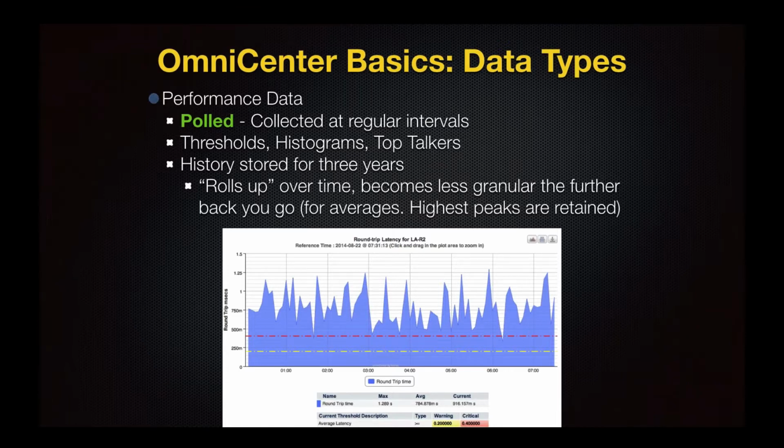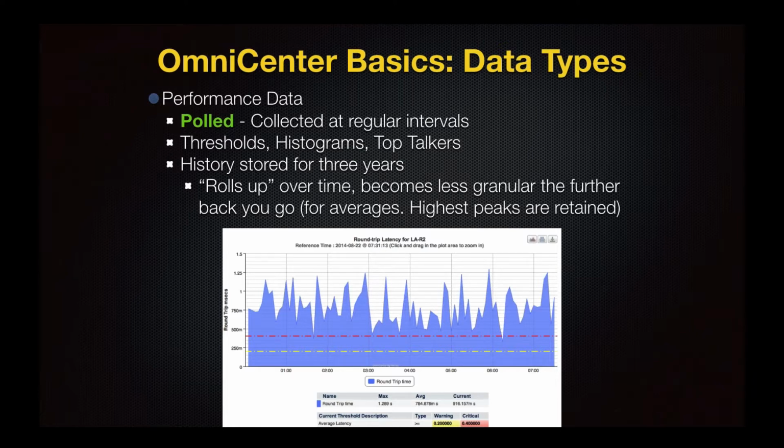Polled data is collected at regular intervals, and most of the graphs that you see that look like this are going to be based on that polled data. This is the threshold data that we build histograms from. It allows us to create top talkers reports, and we store 3 years of this data. The further back you go in time, the less granular the data becomes, but the highest resolution data is always stored for at least 100 days. So you can always run reports for the current quarter at the highest possible resolution.